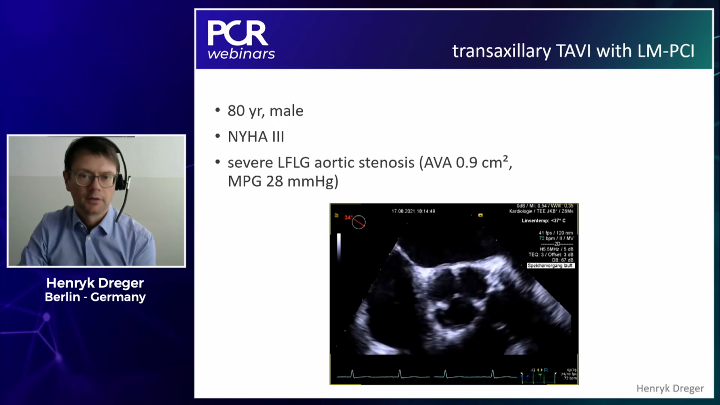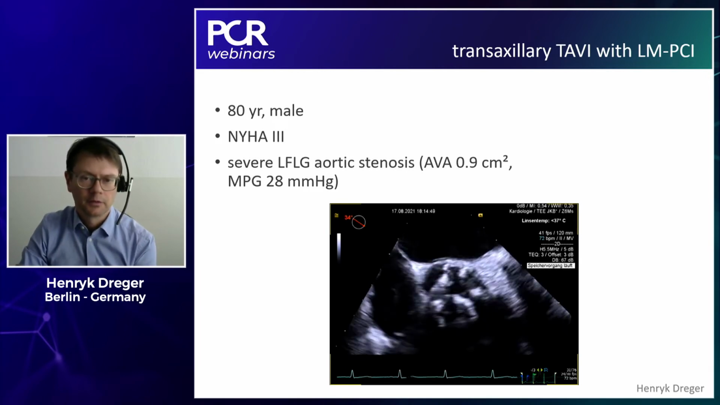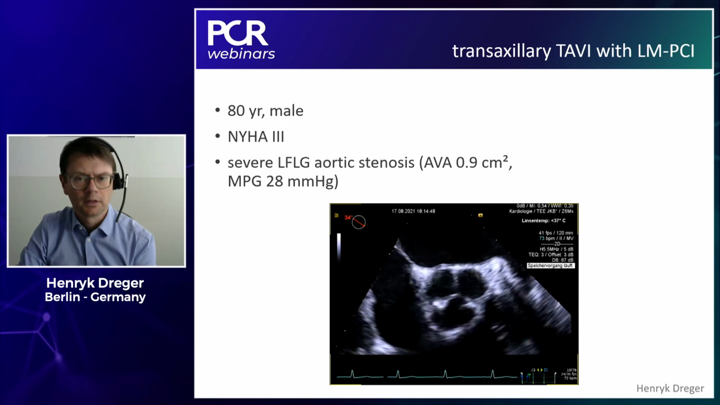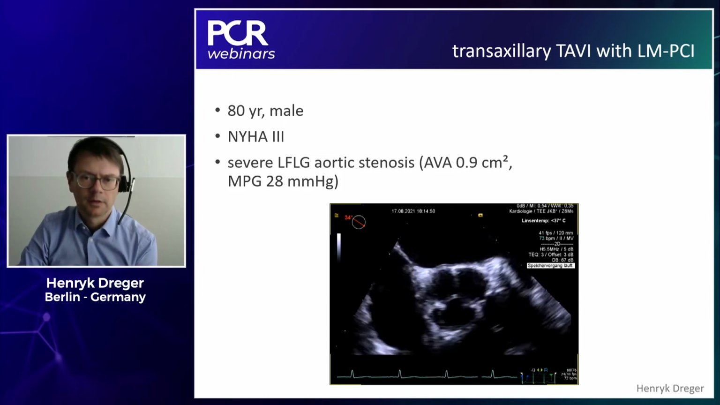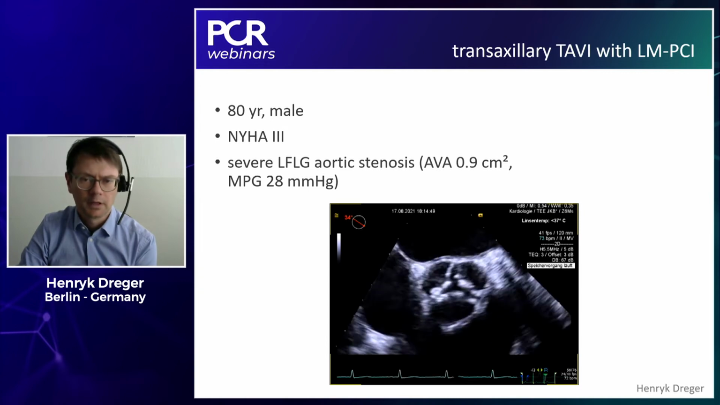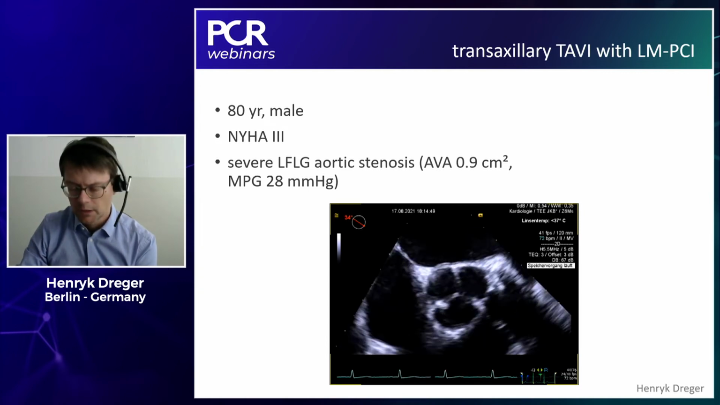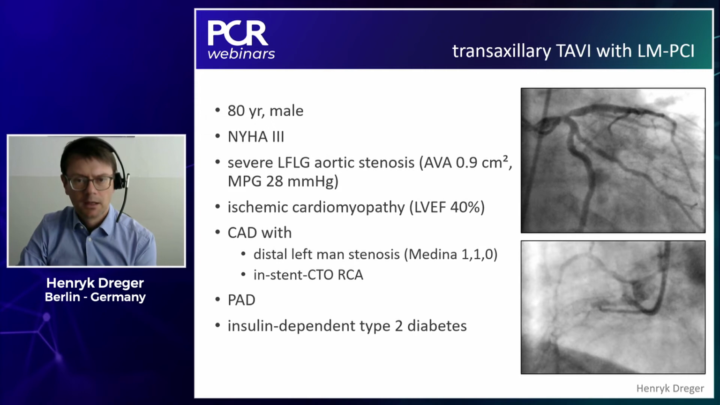It was an 80-year-old male. He was severely symptomatic due to severe low flow, low gradient aortic stenosis with an area of 0.9 square centimeters. So the mean pressure gradient was only 28 millimeters of mercury. And the reason for that was basically that he had ischemic cardiomyopathy.